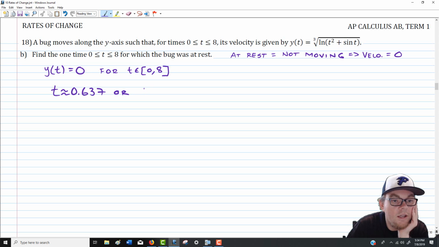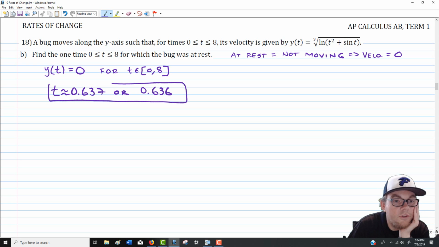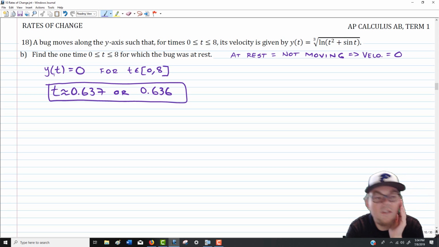Or, of course, the truncated version, 0.636. And again, hopefully you've already caught the fact that there are no units in this problem, so we're not having to report units. We don't have to say time units. Just don't mention anything. If there are units required for a particular question or answer, it will say include units. This does not, hence no units included.